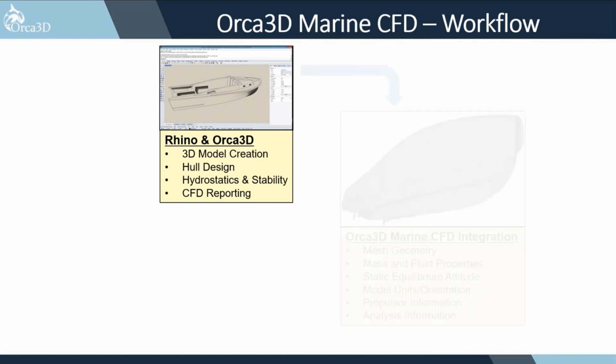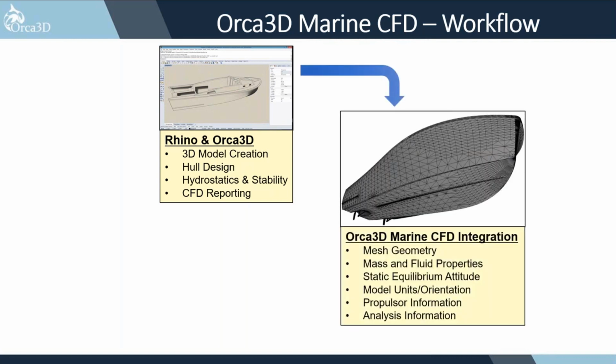Once you have that designed, there's a straightforward interface which allows you to set up the CFD simulation. The information that gets transferred, shown here on the slide, is essentially your geometry, your mass properties of your model and your fluid properties, the static equilibrium attitude, how the model floats in static equilibrium, things like your units and orientation. So we allow you to orient your model however you like and use whatever unit you like, but we take care of that when you set up the CFD simulation for informing SimerixMP what those units and orientation were, and your propulsor information, and a few other bits of analysis information. But really, as I'll show in the next moment with a quick demonstration, that setup is very, very simple.